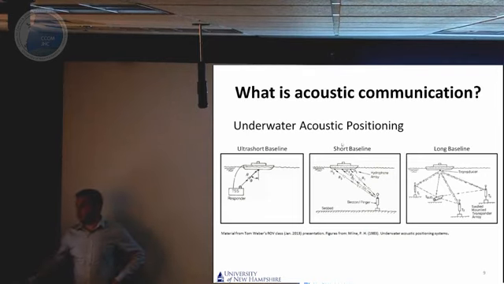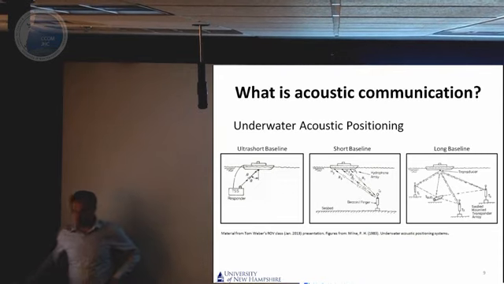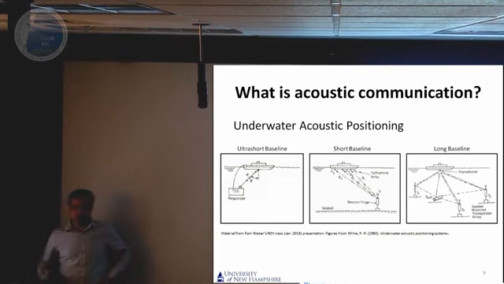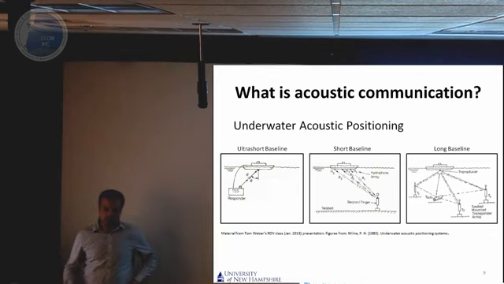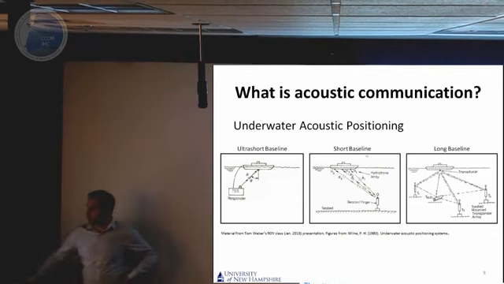The other one is a short baseline. In short baseline systems on the ship, there are multiple hydrophone arrays mounted on the ship, and there's a beacon pinger. In this slide, it's shown on the seafloor, but it can be mounted on the ROV so that they can localize the ROV that way too, and they also add triangulation for better accuracy than the USBL systems.